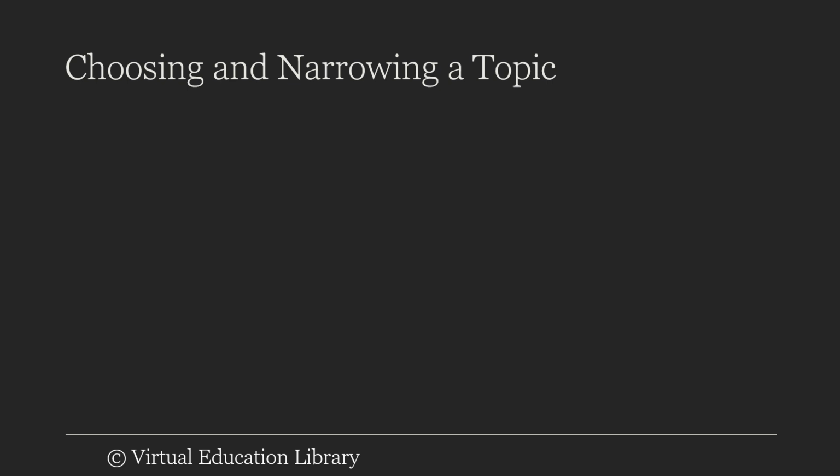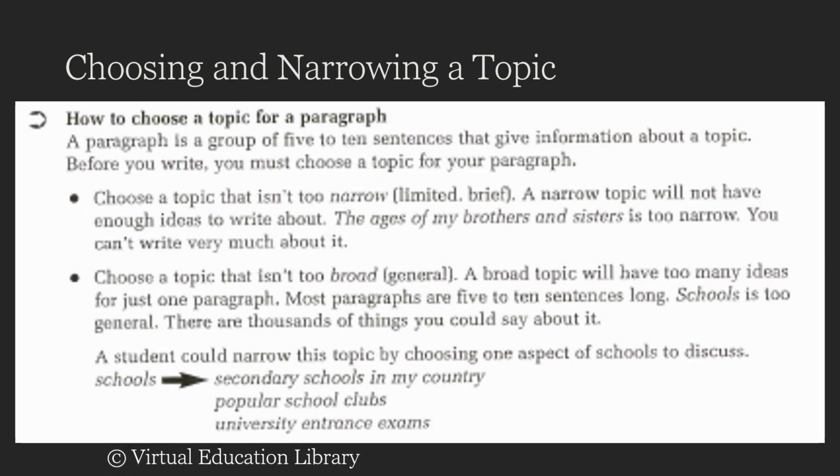Now choosing a topic is also a technique. I will tell you how to choose a topic for a paragraph. A paragraph is a group of 5 to 10 sentences that give information about a topic. Before you write, you must choose a topic for your paragraph. Choose a topic that is not too narrow, limited, or brief. A narrow topic will not have enough ideas to write about. Such as, the ages of my brothers and sisters is too narrow. You can't write very much about it.